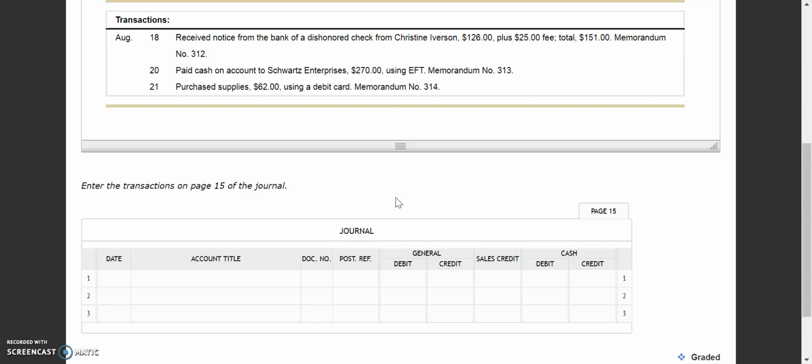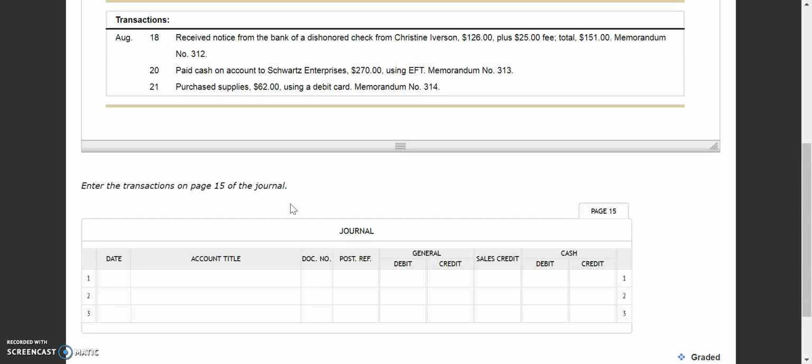So remember, what a dishonored check means is that Christine Iverson paid us. And we can't see this because our journal doesn't go back that far. But what we would have done is we would have credited our accounts receivable and we would have debited cash because we assume that when we received the check from her for $126 that she was paying us. However, when we sent it to the bank and the bank tried to run it, she didn't have $126 in her account. So that is an example of a dishonored check or an NSF or non-sufficient funds check.